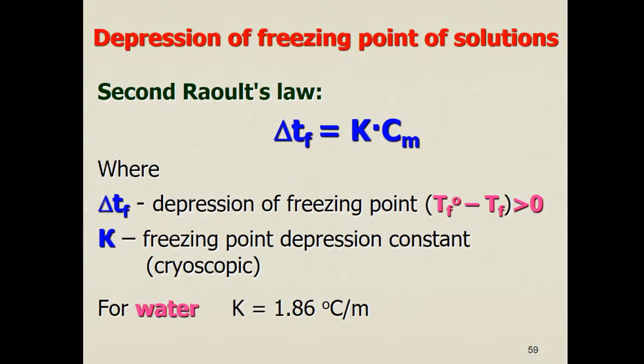So, depression of freezing point states the same formula, but here it's the depression of freezing point, delta Tf. We always take this difference as more than 0: the freezing point of the pure solvent minus the freezing point of the solution. K is the freezing point depression constant, sometimes written as Kf. It's the cryoscopic constant. It's tabulated for every solvent, a unique value. For water, it's 1.86 Celsius per m, where again m is molality.